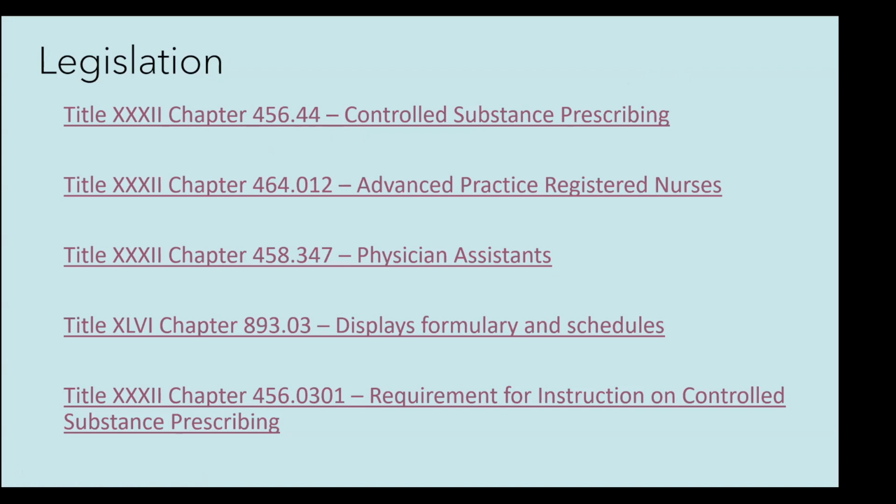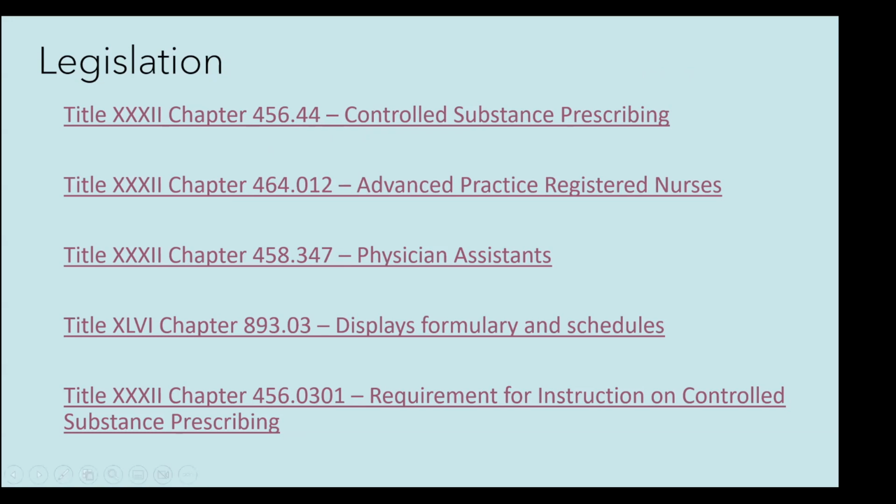It's mostly from the chapter 556.44 controlled substance prescribing, and I've hyperlinked to them so you can click on them if you have the PDF version. And then there's specific prescribing information here for advanced practice registered nurses as well as physician assistants. We do have a limitation in prescribing, which is just for Schedule 2 substances. It's limited to a 7-day supply.